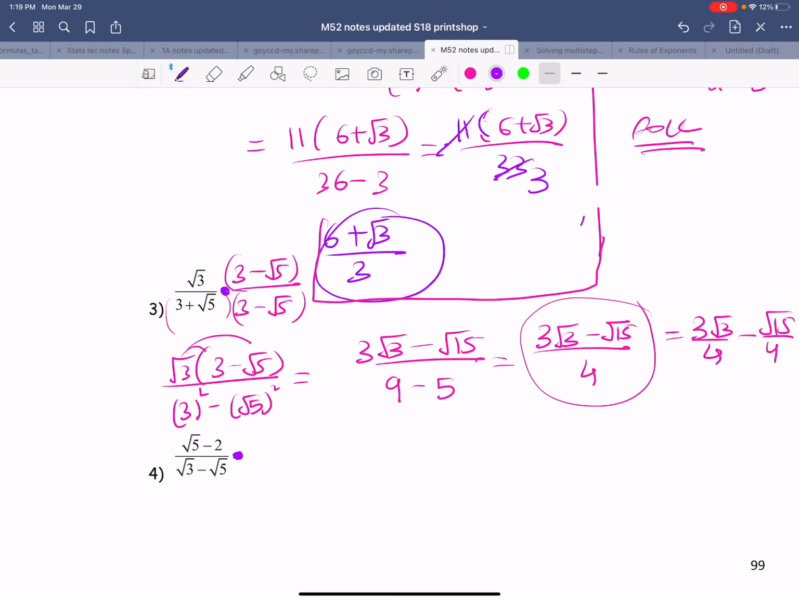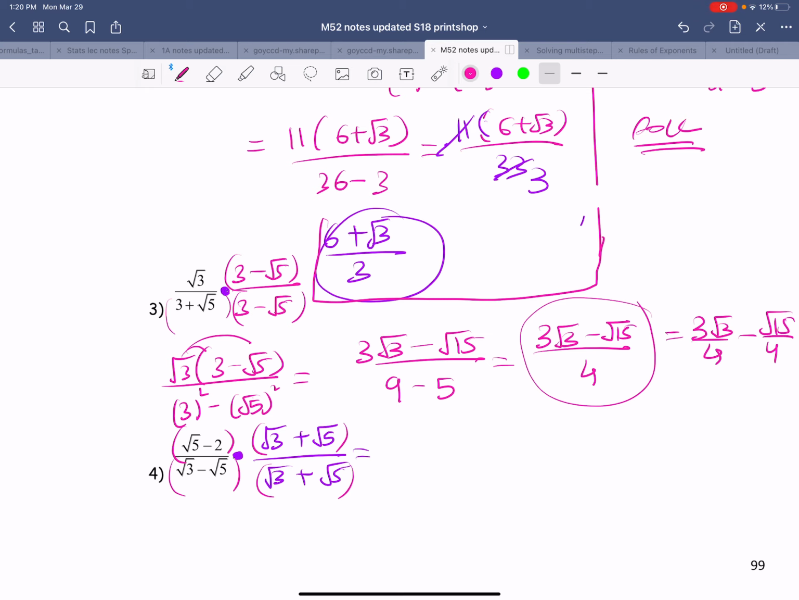If we were rationalizing the numerator, it would be a similar process. We would just think about the conjugate of the numerator and multiply both numerator and denominator by it. So here we have root 5 minus 2 over root 3 minus root 5. Let's go ahead and multiply numerator and denominator by the conjugate of the denominator. Okay, so I do have a binomial on the top, binomial on the bottom.